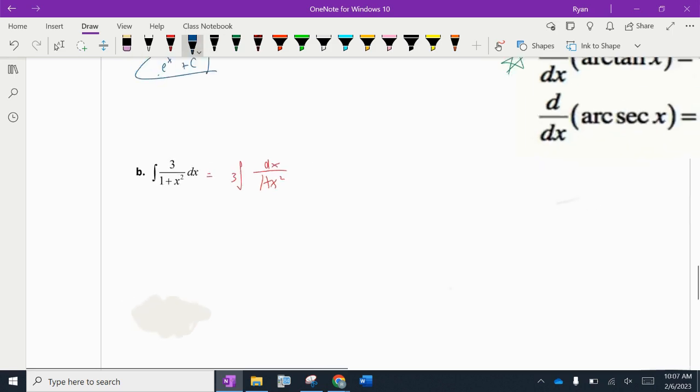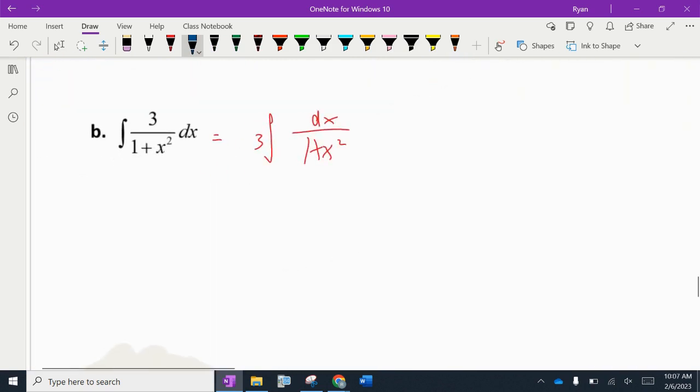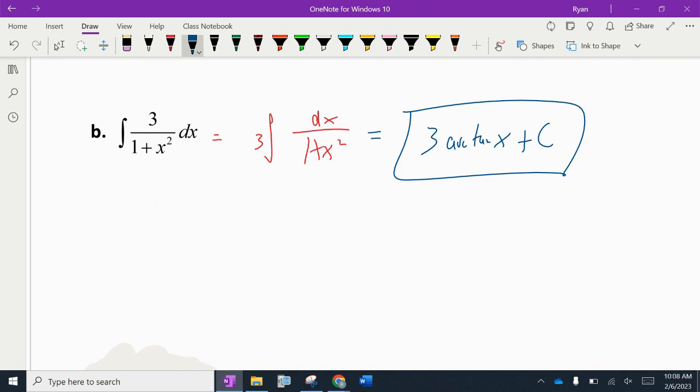However, this meets the arctan. The integral of this is arctan of x with the 3 in front of it. And as always, when we're taking the indefinite integral, put a plus c at the end of it.